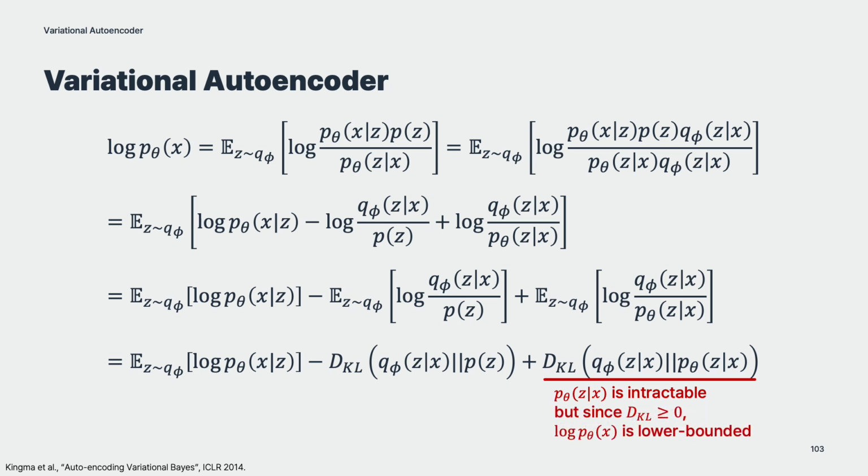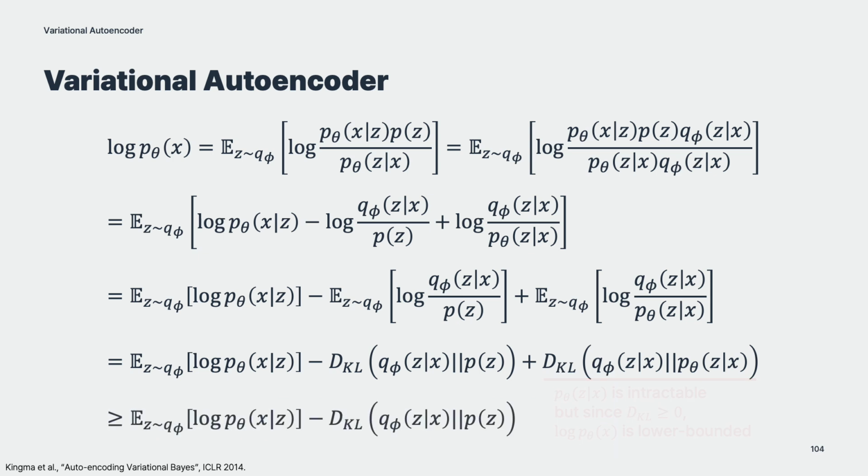However, since KL divergence is always non-negative, we know that log P of x is lower bounded by the other two terms. This is why we call it the evidence lower bound, or simply ELBO. As you can see in the figure, the ELBO acts as a lower bound to the true log marginal likelihood. So by maximizing the ELBO, we can approximate the maximum of the marginal likelihood.